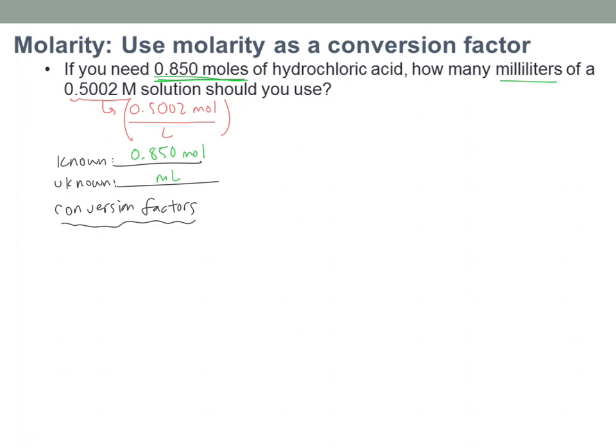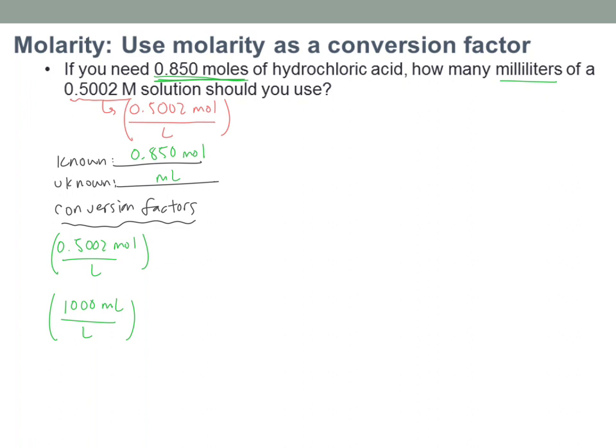And then conversion factors, what conversion factors might I need? I just mentioned I have the molarity thing going on, so 0.5002 moles per liter. I just got that from the molarity given in the problem. And I see that I have liters, but I need to get to milliliters, so I'm also going to remember that I have 1,000 milliliters per liter and see if I need to use that also.